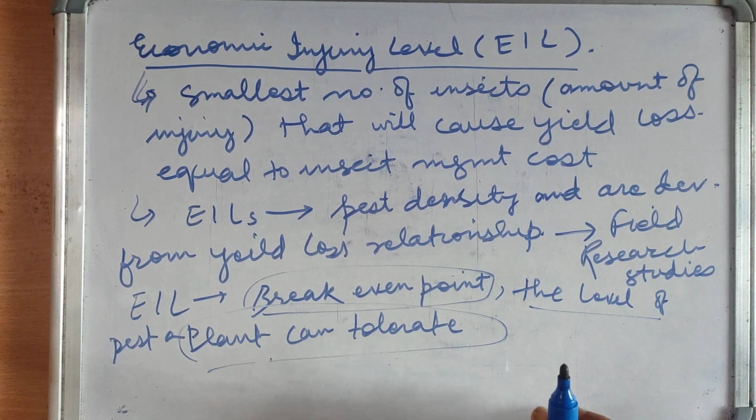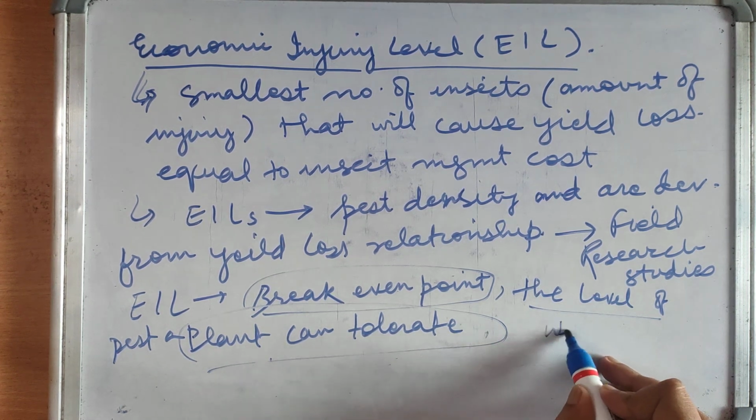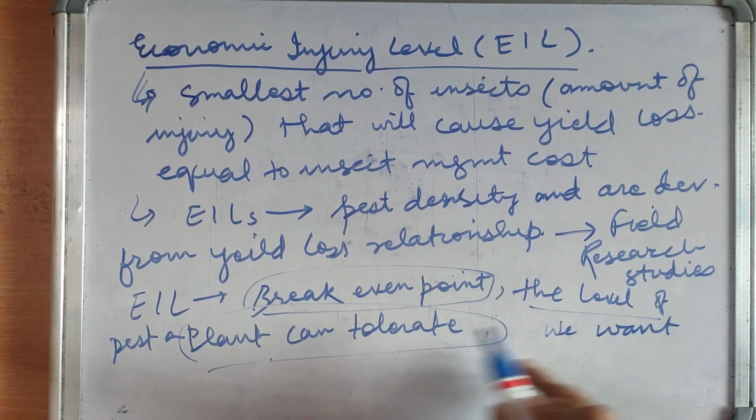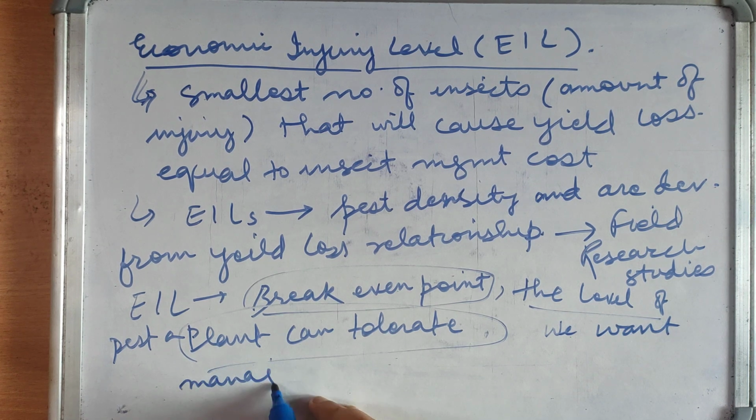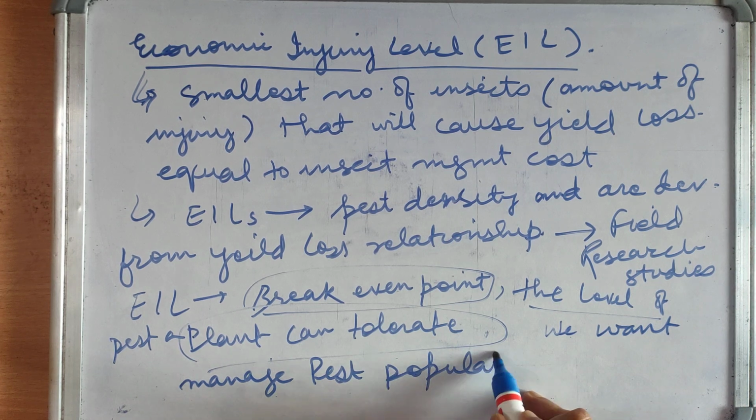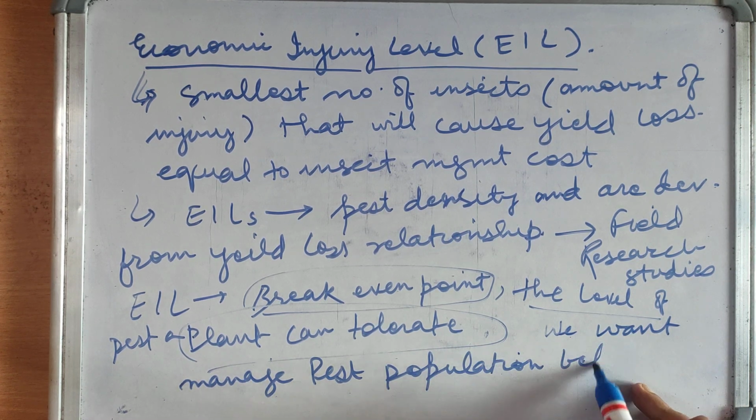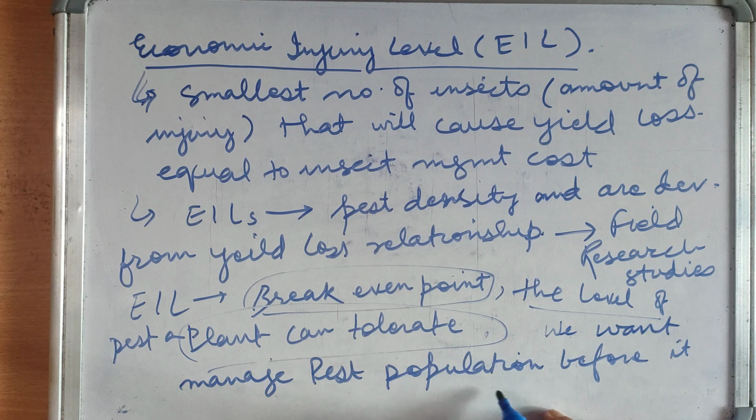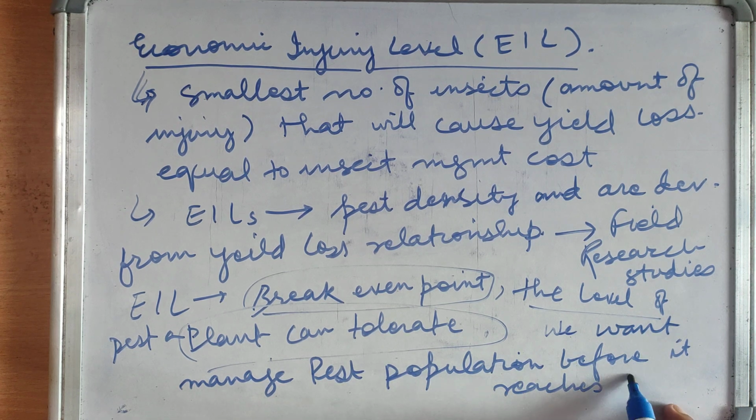The main thing is that we want to manage the pest population before it reaches EIL, because if it reaches EIL, it will do some injury. So we need to do pest management before it reaches EIL. It is a very important point, you should note it.